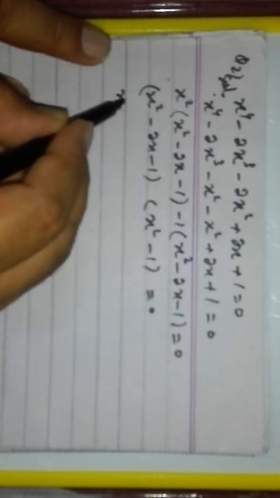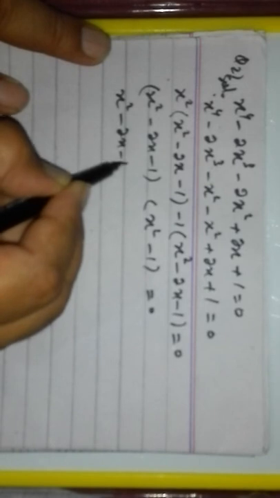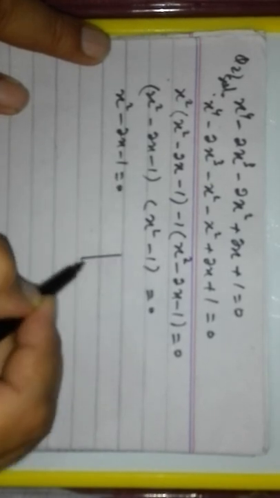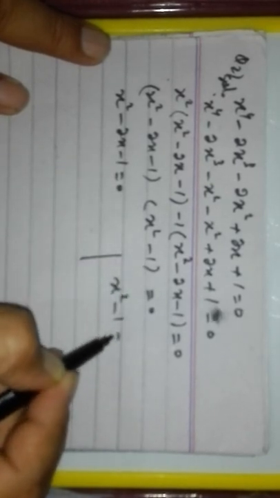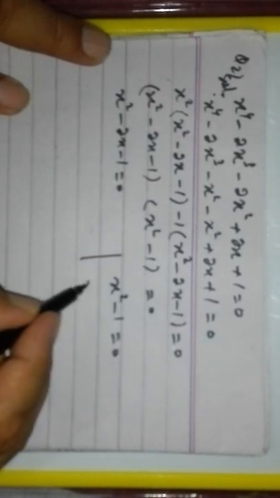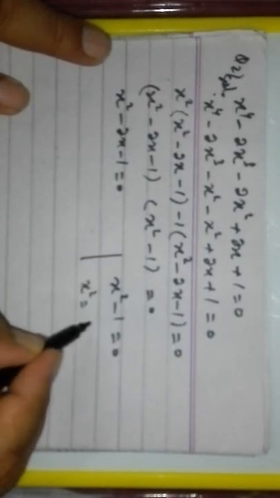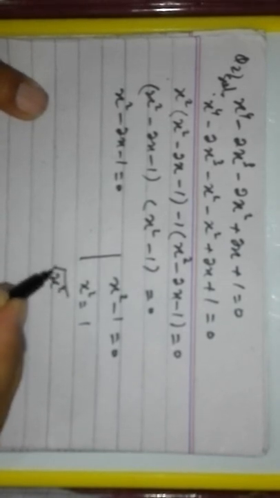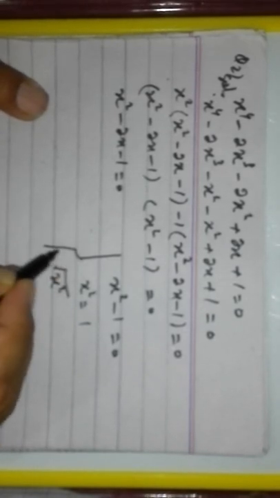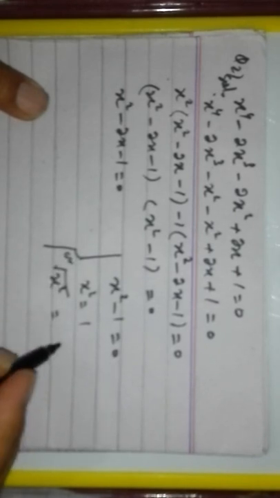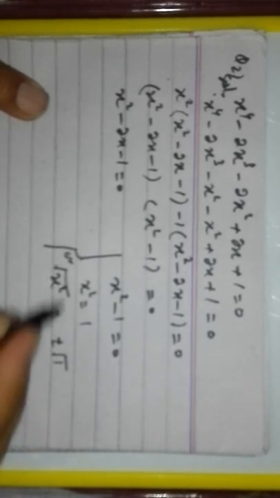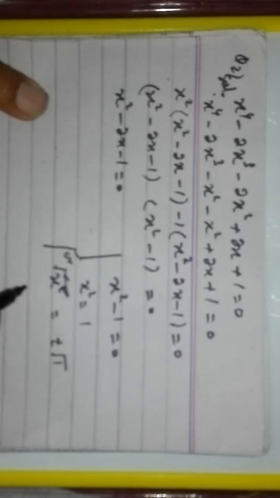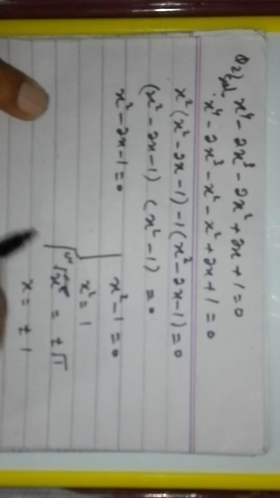Now take this x square minus 2x minus 1 equals to 0 and x square minus 1 equals to 0. So it will become x square equals to 1, shift the 1 on the right side, and taking square root on both sides, so here we get plus minus 1 under the root. This root cancels with the square, we get x equals to plus minus 1.